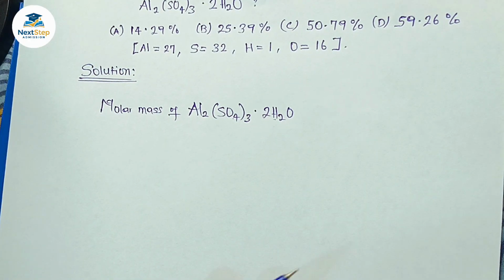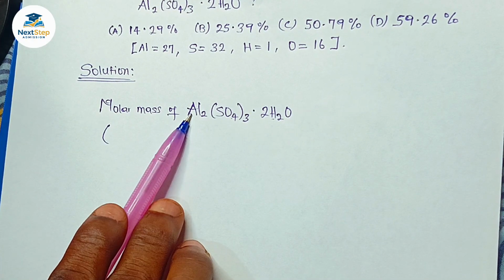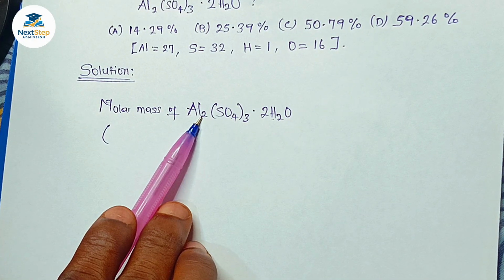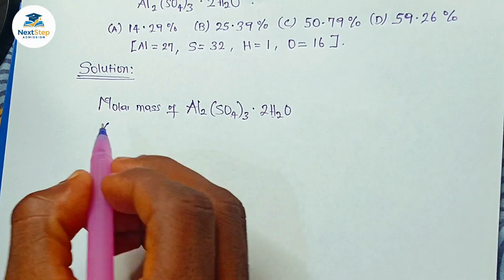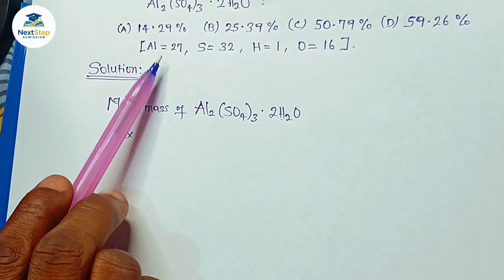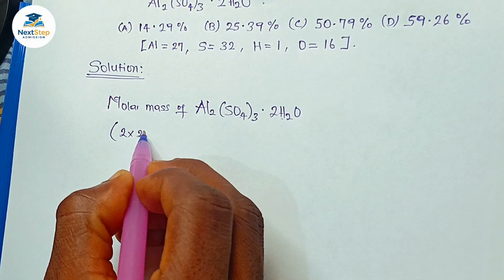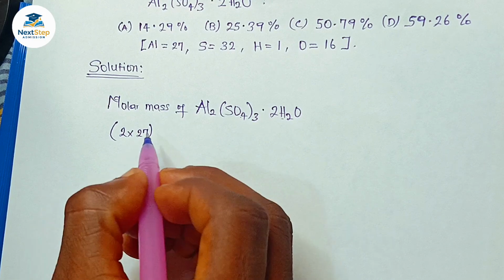So how do we go about solving the molar mass of this compound? We go by saying how many aluminium is in this compound. If you look at it, Al2, so you write 2. What is the mass of aluminium? It is given to us in the question, 27. So you write times 27. So you close the bracket.